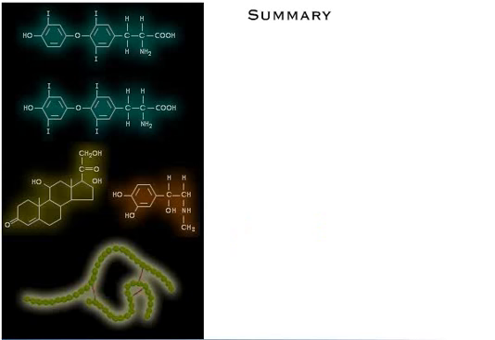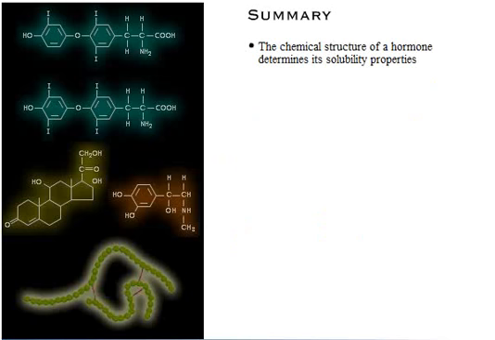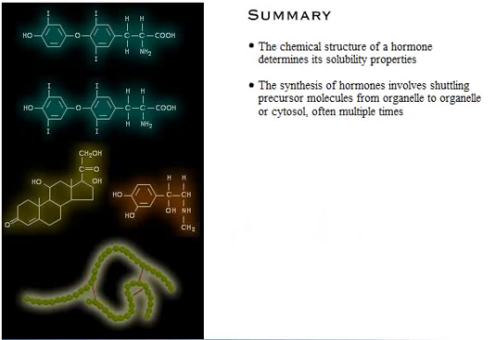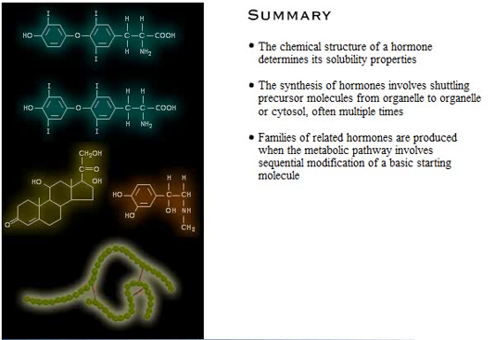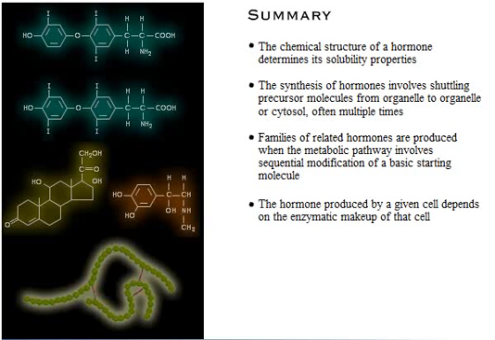Here's a summary of what we've covered. The chemical structure of a hormone determines its solubility properties. The synthesis of hormones involves shuttling precursor molecules from organelle to organelle or cytosol, often multiple times. Families of related hormones are produced when the metabolic pathway involves sequential modification of a basic starting molecule. The hormone produced by a given cell depends on the enzymatic makeup of that cell.